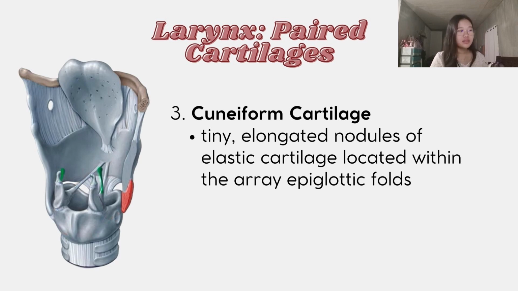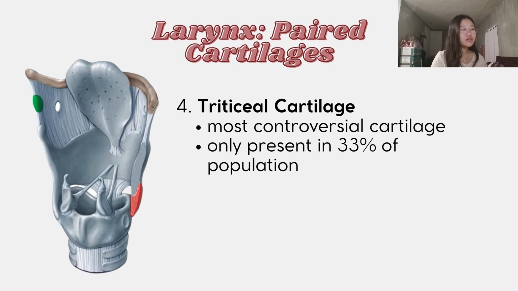Next is the last, which is the triticeal cartilage, and it is the most controversial cartilage. Actually, it is not necessarily controversial, but there are a lot of sources na nagsasabing, or like, hindi siya kino-consider na cartilage. Kasi, it is only present in 33% of the population natin. And they are extremely variable.